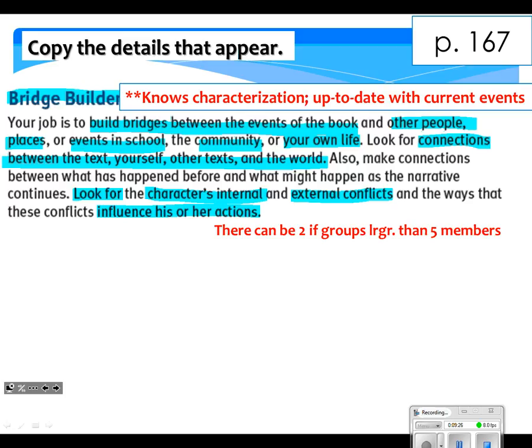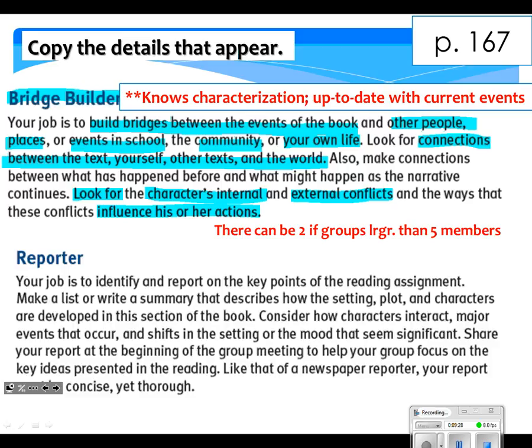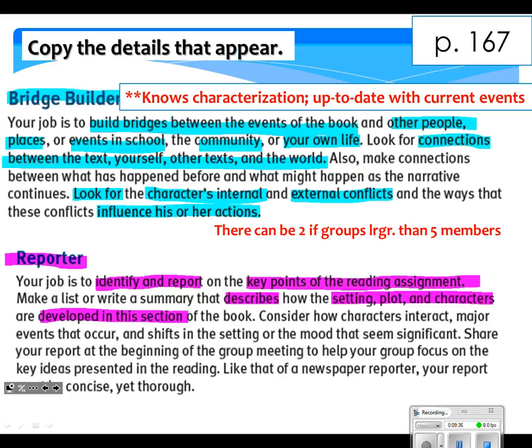Okay, the 4th job, at the bottom of the page, this is the reporter. Okay, kind of self-explanatory here. The reporter brings up key points of each reading. They're essentially summarizing, setting, plot, characters. They're the 5 W's and 1 H person. The who, what, when, where, why, and how.